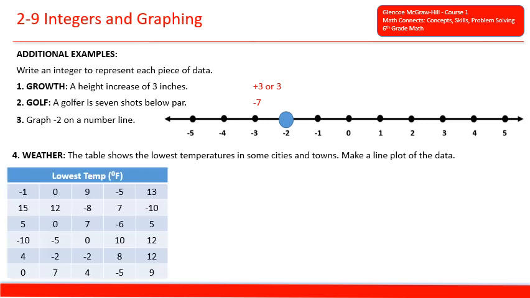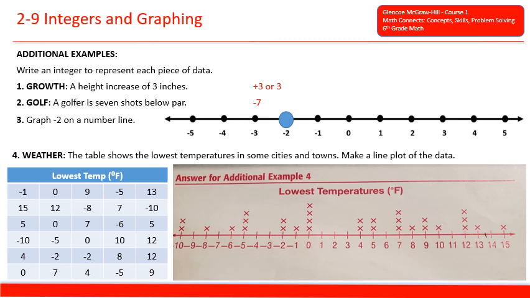The table shows the lowest temperatures in some cities and towns. Make a line plot of the data. Instead of going through it, there is the line plot that they give in the answer solution. If you wanted to go through and check these all off, you could, and it would be correct, I think. All right.